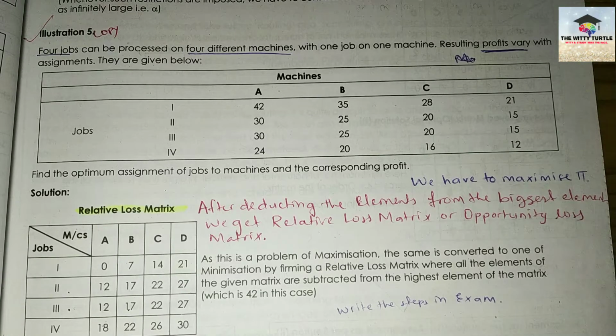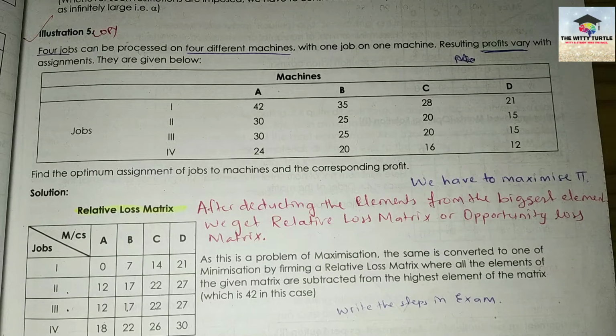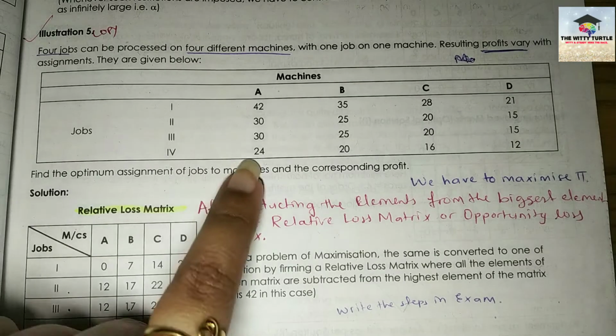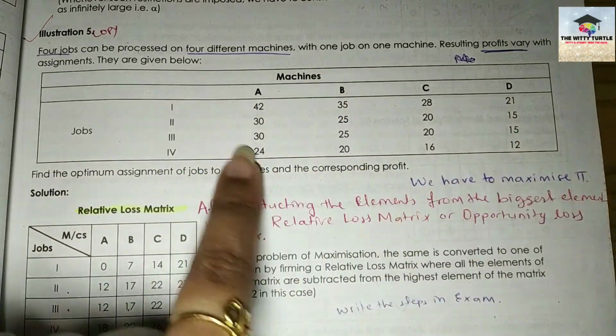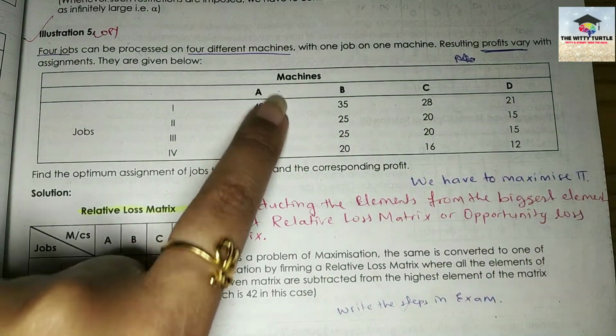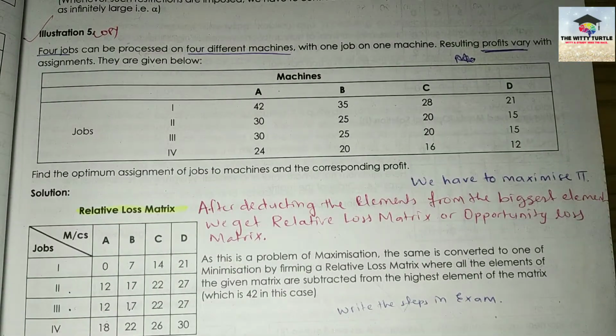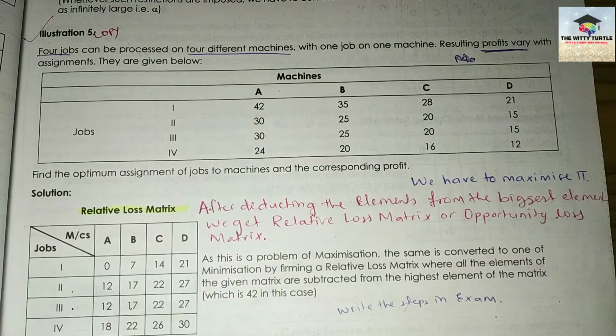So what is the very first thing you have to do here? Tell me. As this is a question of maximization, you have to convert the maximized matrix into a minimized matrix. So for that, what are you supposed to do? The first thing is that you have to identify the maximum number in this matrix. As far as I can see, the maximum number is 42, right? So you have to deduct every number from 42.